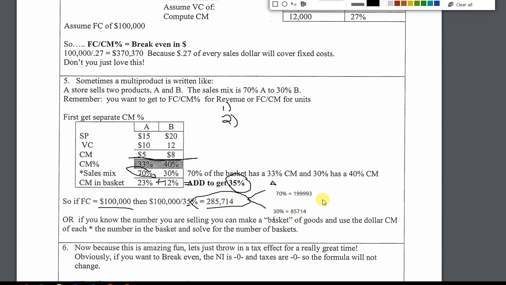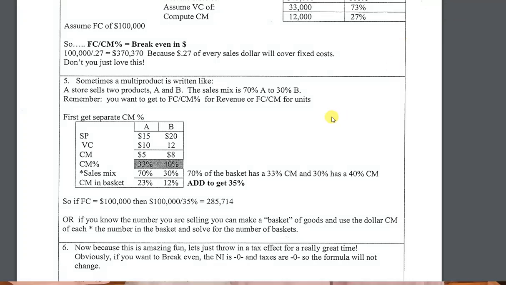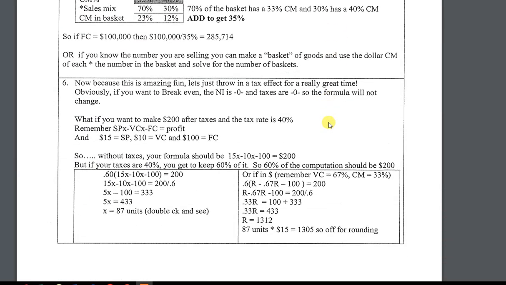Okay, so anyway, I'm going to clear that out. You can multiply them out: 285,714 times 70%, 285,714 times 30% to figure out where I'm at. I'm off like $7, so I must have written a number down. Okay, so that's the contribution margin. And then the last one is the hardest one. Throw in a tax effect.